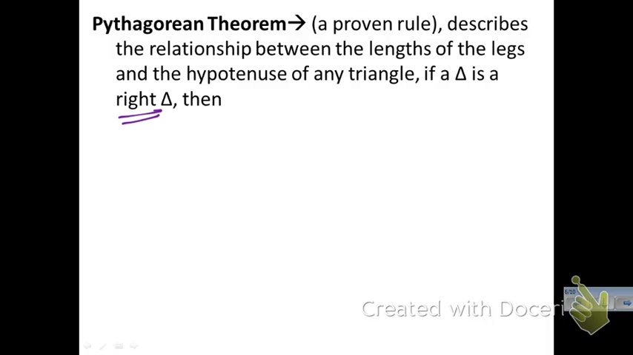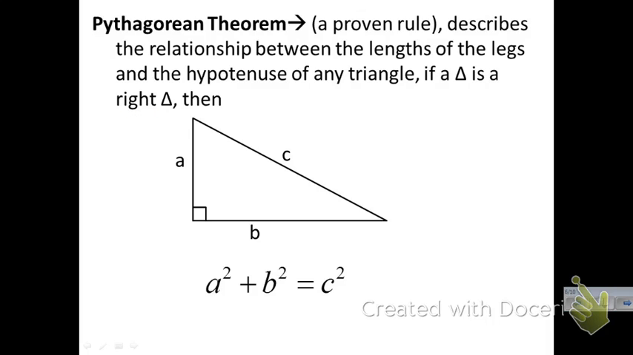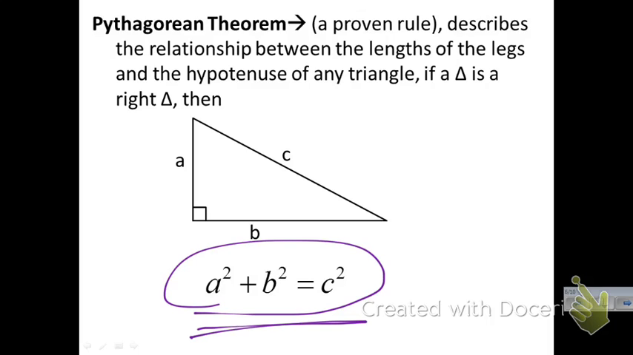Then we get this formula, a squared plus b squared equals c squared. And we sang it to We Will Rock You, and I'll sing it really quickly. A squared plus b squared equals c squared, so that we can remember that formula. Now, the only time we can use this is if we have a right triangle.